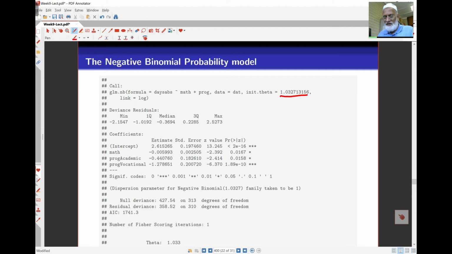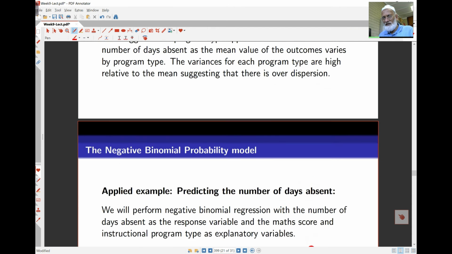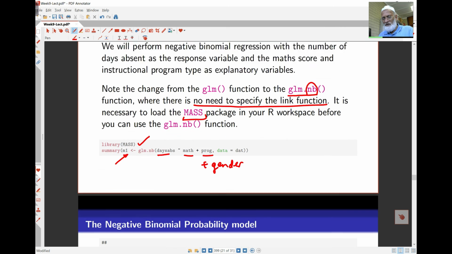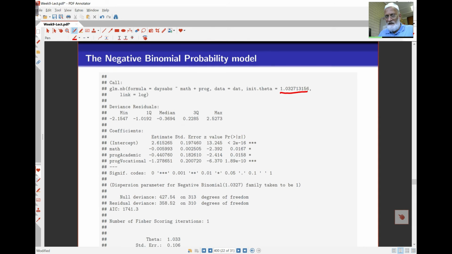Now, looking at this, we find that certainly maths is important here. A higher maths score means a lower number of days absent; it is a negative coefficient. Academic is a negative coefficient, and vocational also is negative. So this is being compared with the first level. If you go back a second, you'll find what the first level was. We had the levels general, academic, and vocational. So here we have academic and vocational, and our reference is general. Program general is our reference here. So we can see compared to general, academic has a lower mean and vocational also has a lower mean.